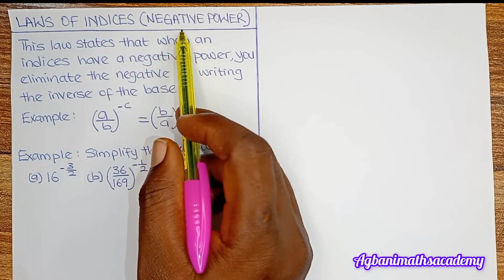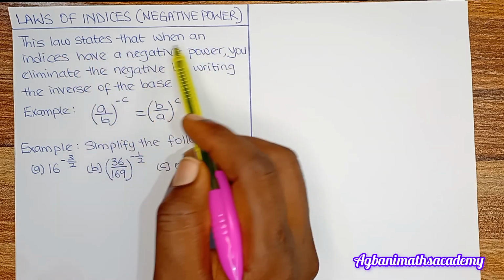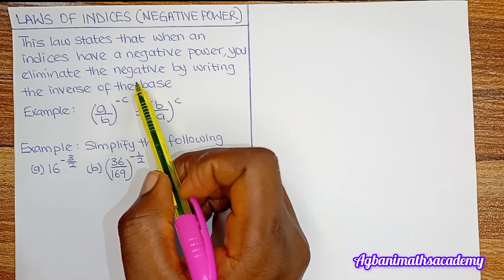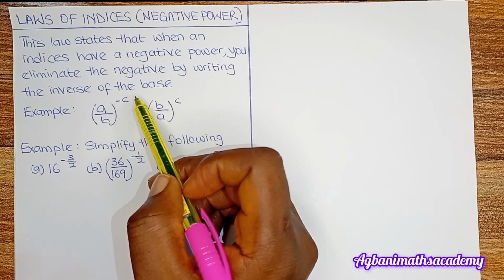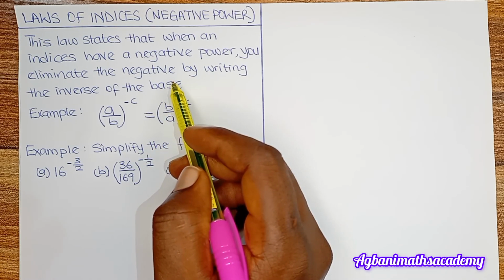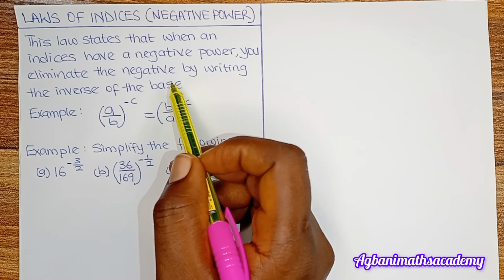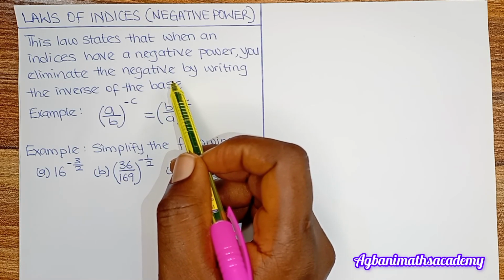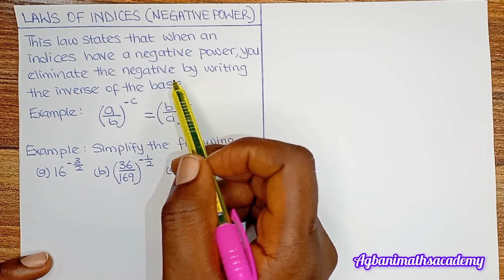Today we are looking at negative power. This law states that when an indices has a negative power, you eliminate the negative by writing the inverse of the base. We have looked at what the base of an indices is and what the power of an indices is. So this is the 6th video on our series on laws of indices. You can go to my playlist to look at the entire series, okay?